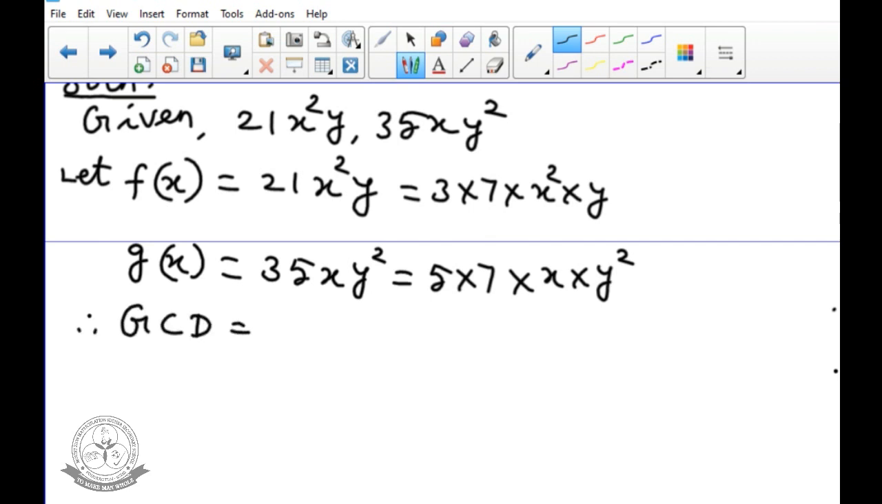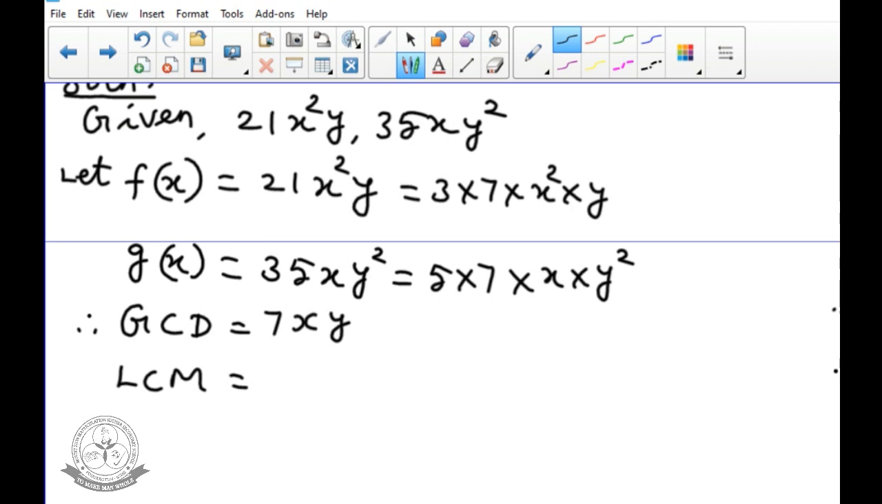Then we have to find the GCD. GCD means we have to find the common terms. What is the common term here? 3 and 5 are not common terms. 7 is the common term, so you have to take 7. Next, you have to compare the variable x: x squared and x. GCD means we have to select the lowest power. LCM means we have to select the highest power. So x squared and x, we compare and select the lowest degree, so we select x. Next compare y and y squared. y is the common term for GCD. So GCD is what here? 7xy.